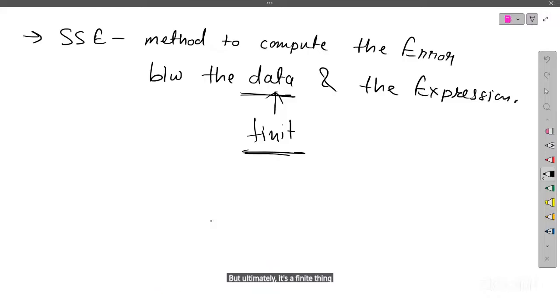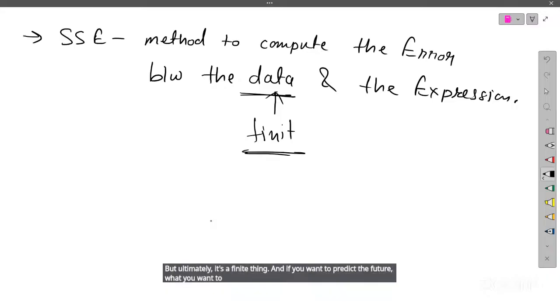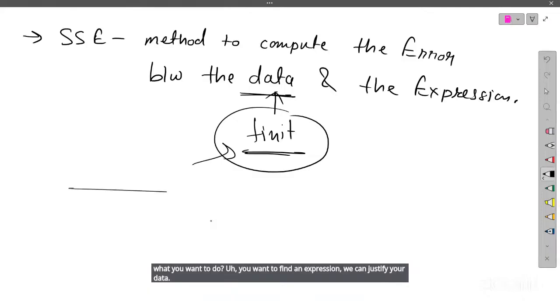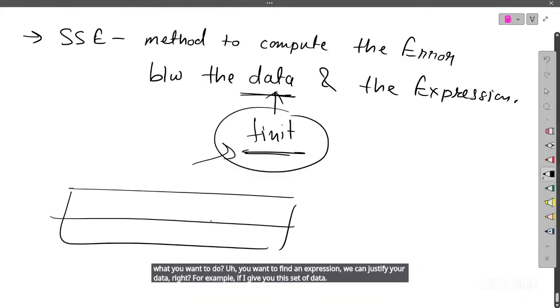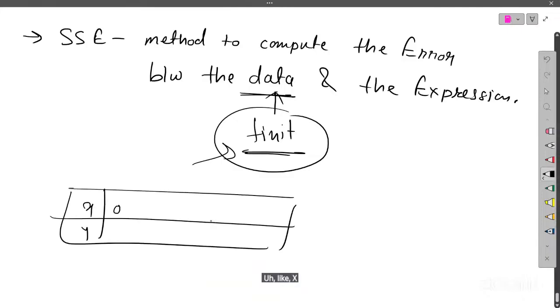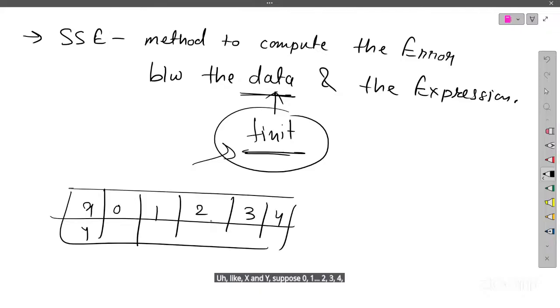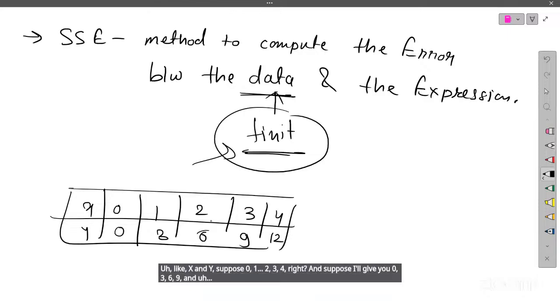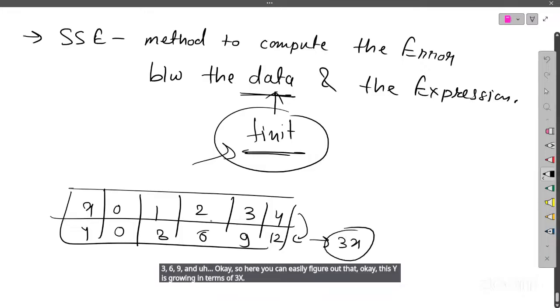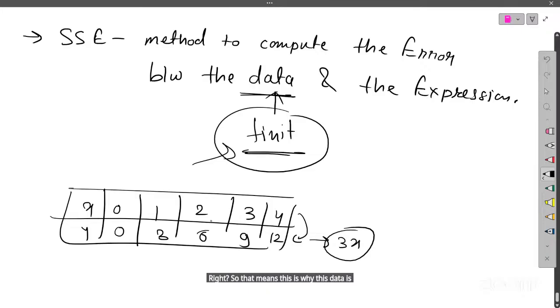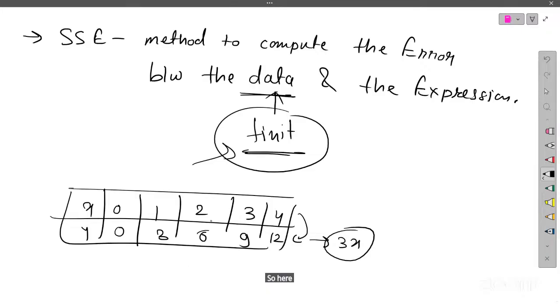If you want to predict the future, you want to find an expression that can justify your data. For example, if I give you this set of data, x and y, suppose x is 0, 1, 2, 3, 4, and y is 0, 3, 6, 9, and 12, you can easily figure out that y is growing in terms of 3x. So this data is following the pattern of 3x. So here you can predict the future.